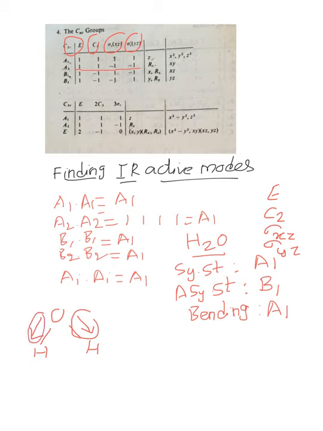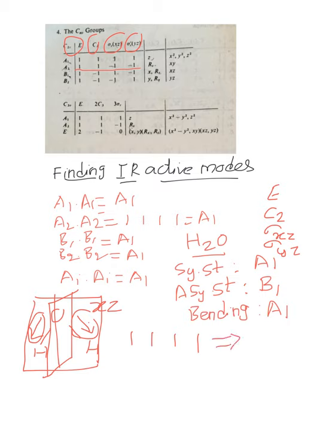If I apply identity, nothing will change, so I'll get 1. If I apply C2, then there is a rotation. So this vector comes here, this comes here, but the direction of vectors will not change, so it will be 1. Similarly, if I reflect within the molecular plane in xz plane, the direction of arrows will not change. Similarly, when I reflect in the perpendicular yz plane, the direction of arrows will not change. So symmetric stretch is A1.